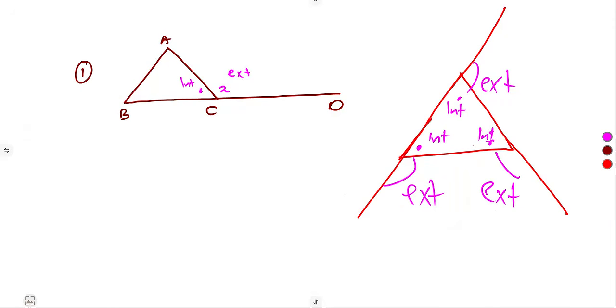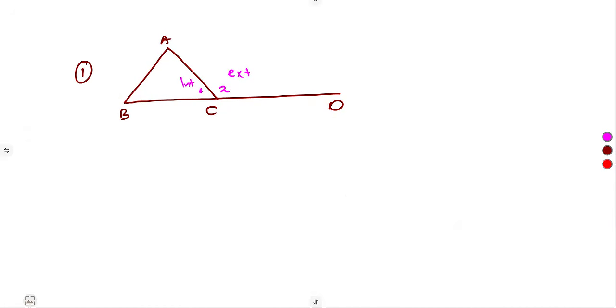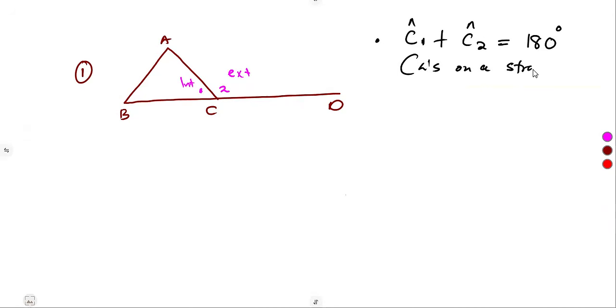All right. So what are the properties that we can put into consideration when it is like this? The first property well known is that angles on a straight line, they do add up to 180 degrees. So automatically or by default, we are saying angle C1 plus angle C2 must give us what? 180 degrees. Angles on a straight line. Okay? So that's a property of this extended line.